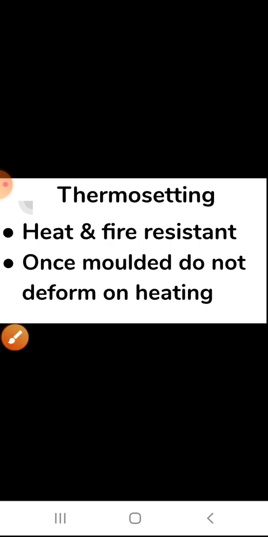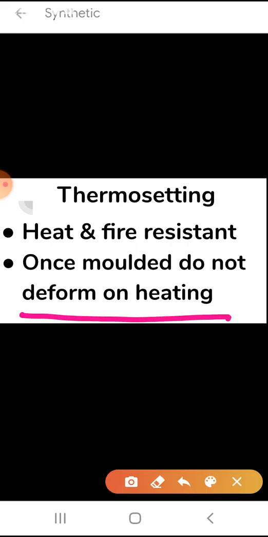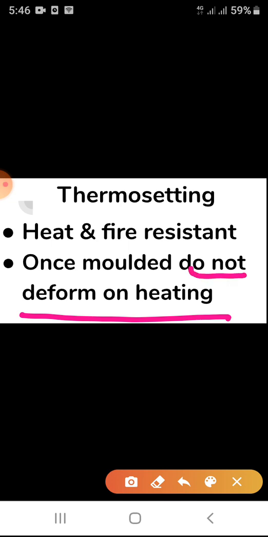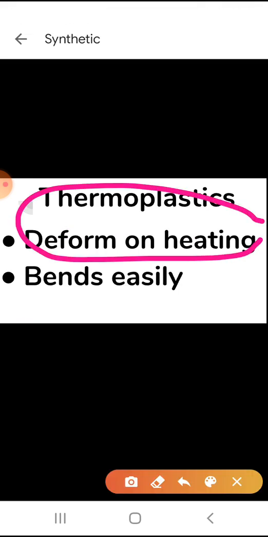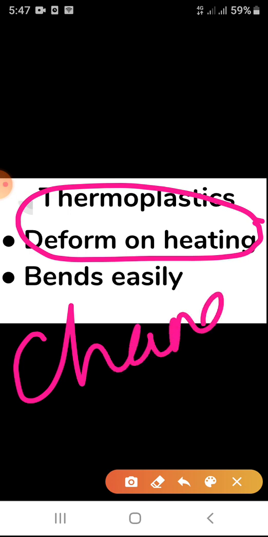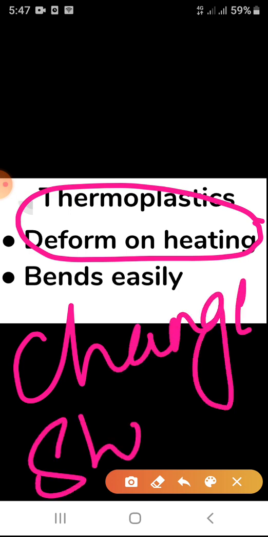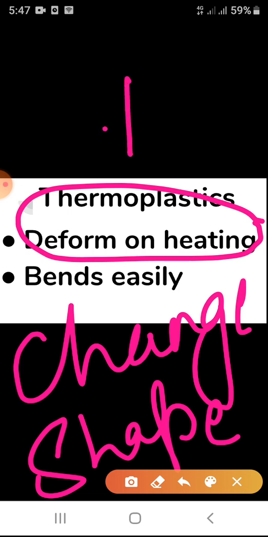Thermosetting, once molded, do not deform on heating. So thermosetting means once molded, it does not deform on heating. When we apply heat to a particular thing, it will not change the shape. That kind of plastic is called thermosetting. And those plastics which easily deform on heating, whose shape changes easily, belong to the thermoplastic. Okay, so let's see that activity. You will get clear.